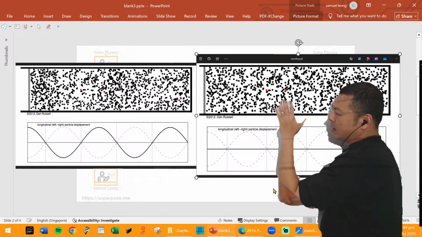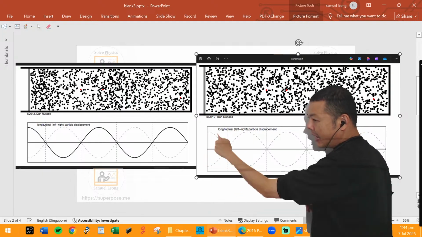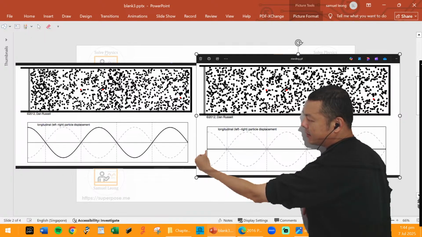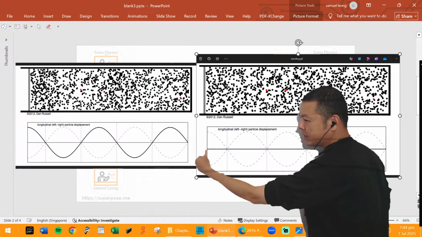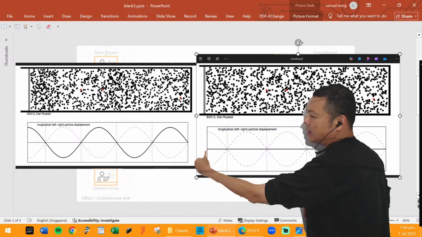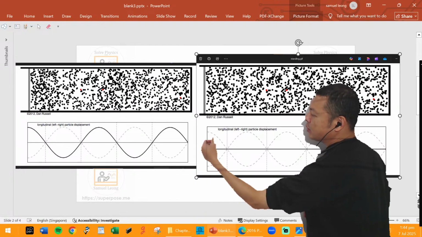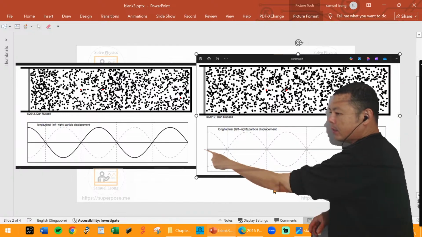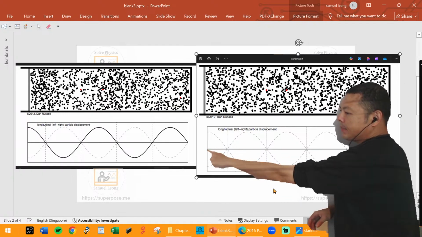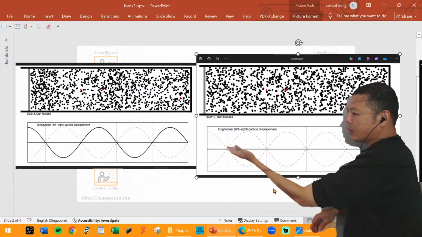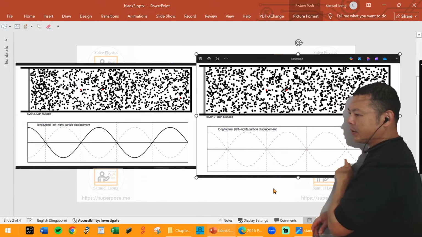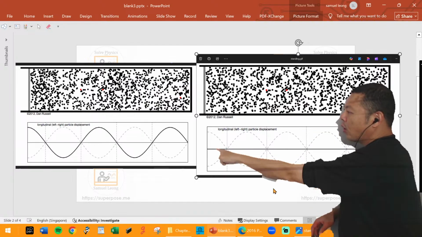But then the question is saying that at the open end, at this period of time, the particle is actually passing through its equilibrium, correct? There's a danger of saying that the particles are at equilibrium because the graph is at equilibrium. Do you know what's the danger? Because then you start to think that they are all not moving.